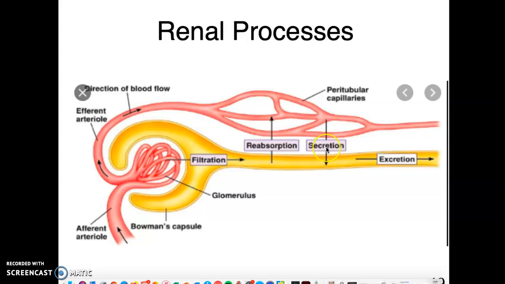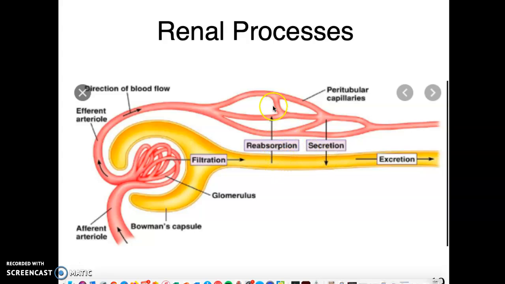Now, there's a third process called secretion, and that is, imagine that something that was floating around in the blood never did get filtered, and it kept on going through the efferent arteriole and into the peritubular capillaries, but we do need to excrete that. We need to get rid of it. So we're able to then remove it from those capillaries and put it back into the nephron in order to be eliminated. That's called secretion.